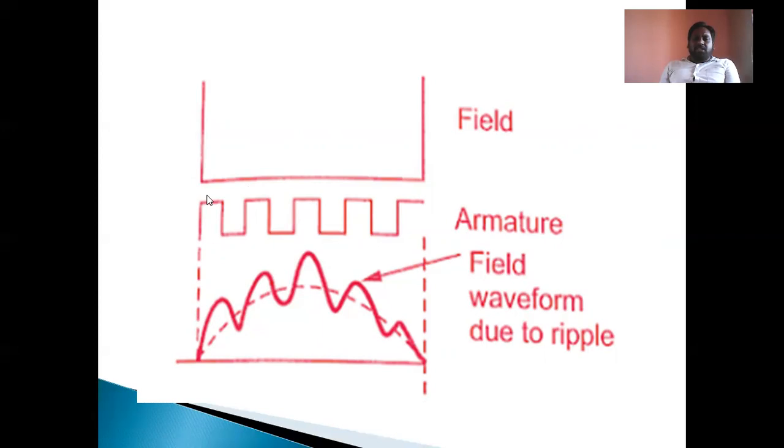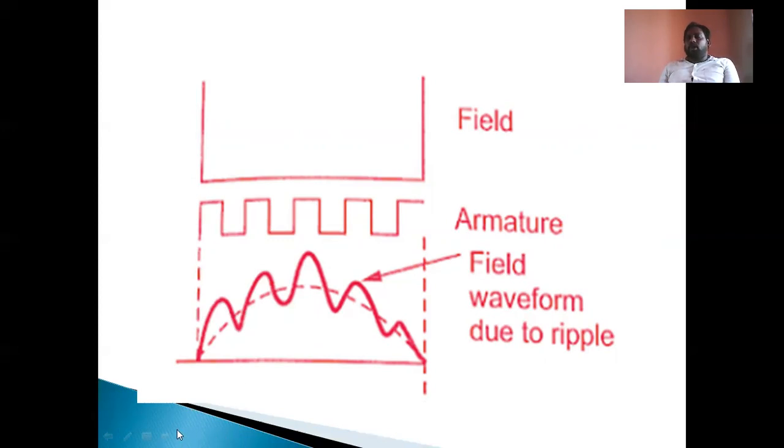When the air gap is less, more flux is distributed. That's why flux is max. When the air gap is more, reluctance is more. That's why less flux is distributed like this. In the same manner, air gap is less, more flux. Air gap is more, less flux. That means finally what happened? The flux wave or MMF wave has ripples.